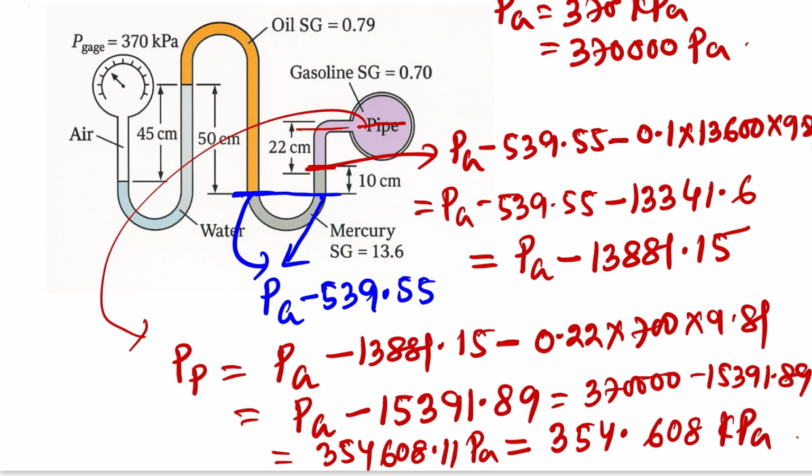So finally the answer: PP is nothing but 354.608 kilopascal. So that is the answer.